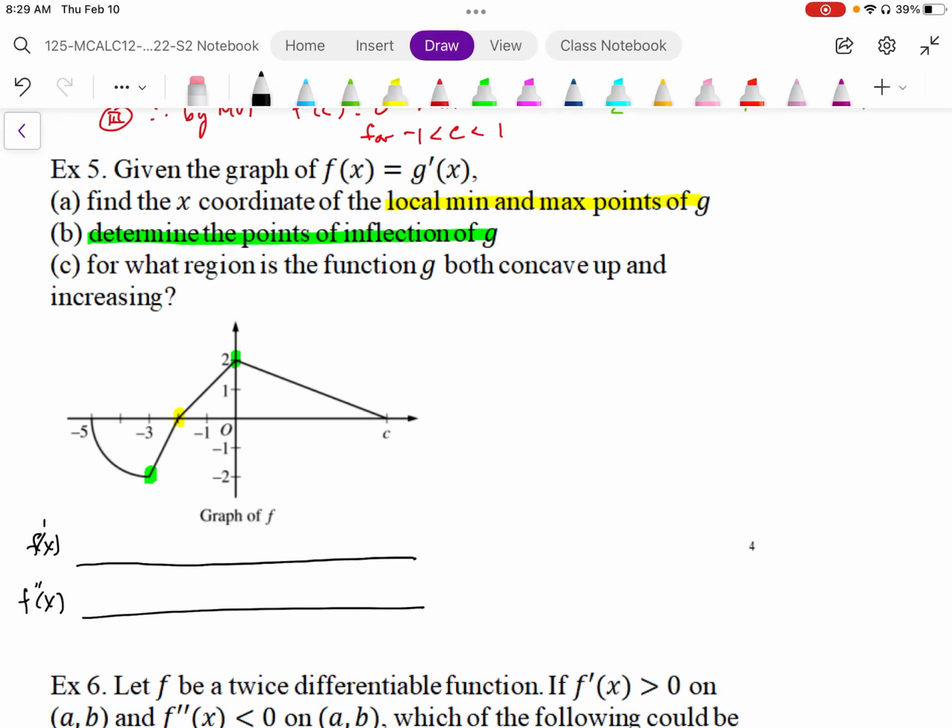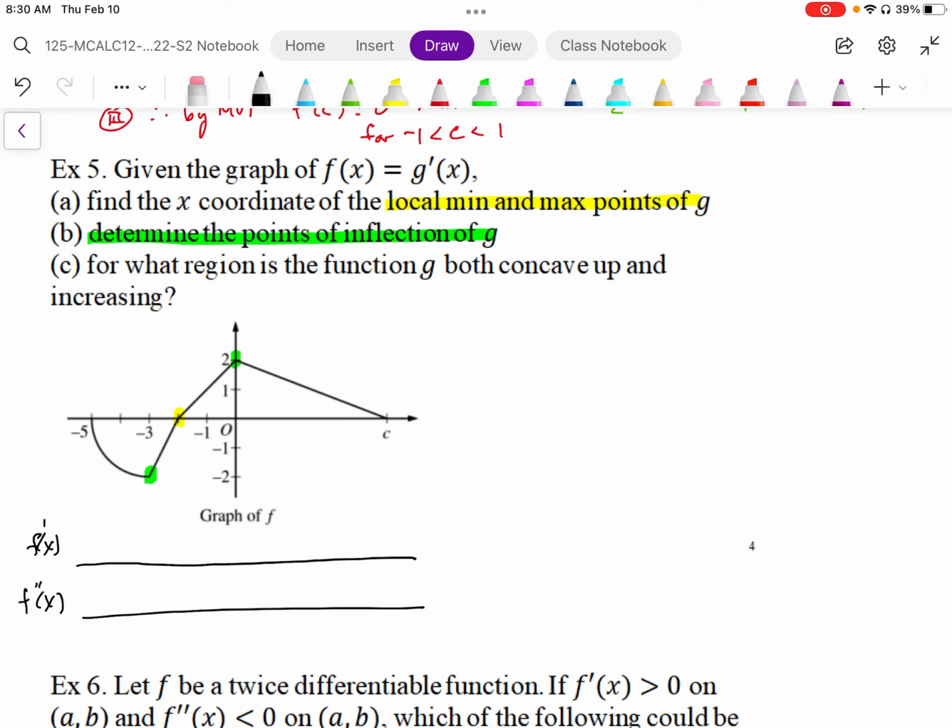So here we've been given f of x is equal to g prime of x. So we've been given the graph of f of x. So this really is a derivative graph. Okay, so this is a graph of the derivative because we want to find some information about the graph of g.